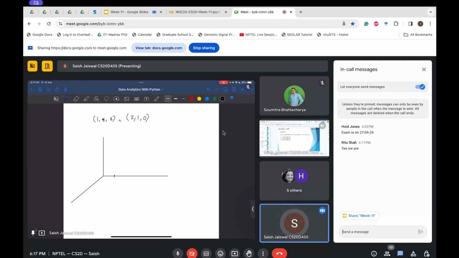So we have 2 points. Let's say this is x-axis, y-axis and z-axis. So this point is 1 on x-axis, 2 on y-axis, so it will be here, and 3 distances towards z-axis, so it will be somewhere over here. So this is the point in 3-dimensional space 1, 2, 3, and we have another point 2, 1 and 0. So it is lying on the xy plane. So this is our first point and this is our second point.